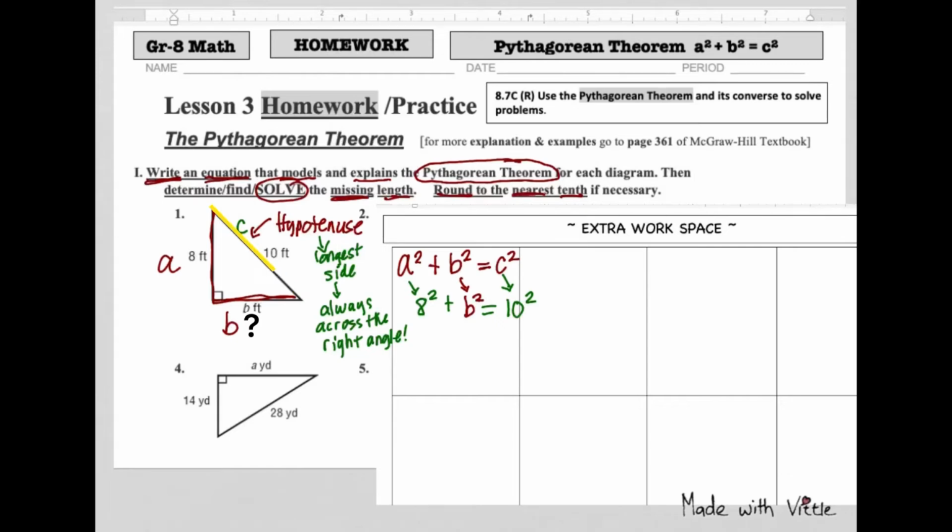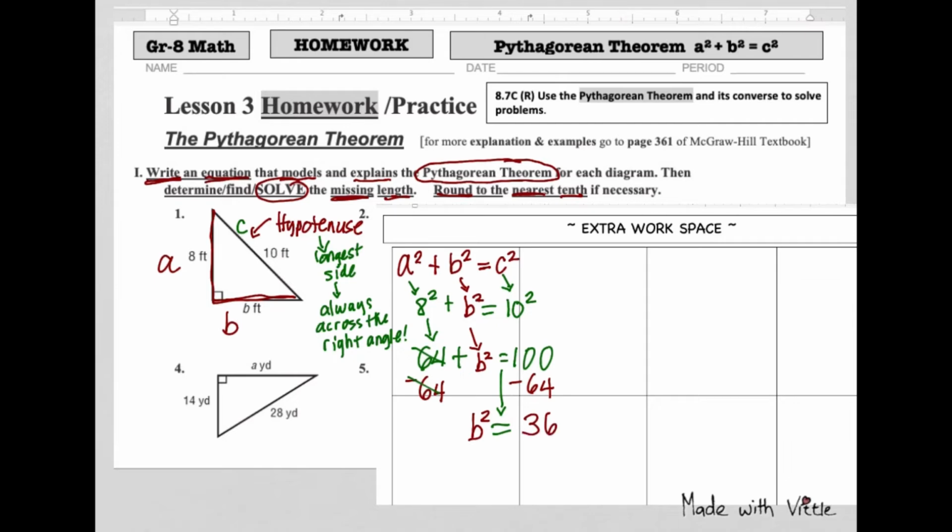Now use your TI Inspire calculator to get the square of 8. Now the square of 10. Now here you want the B squared to be alone. So remember how to solve for X, right? That's the same thing. We have to cancel the numbers around B squared by doing its opposite or inverse operation. Subtract 64 on both sides of the equation. Bring down the equal sign. 100 minus 64 is 36.